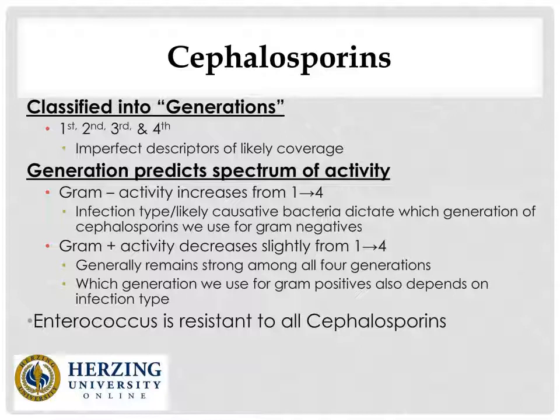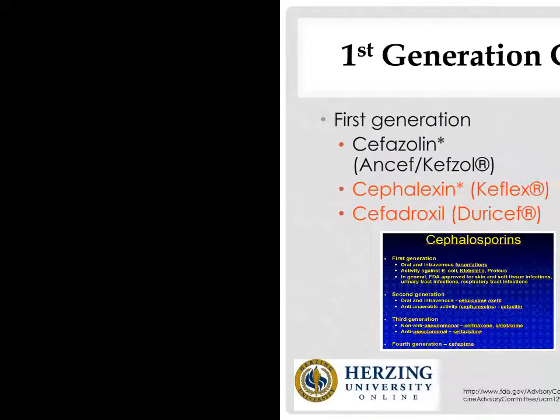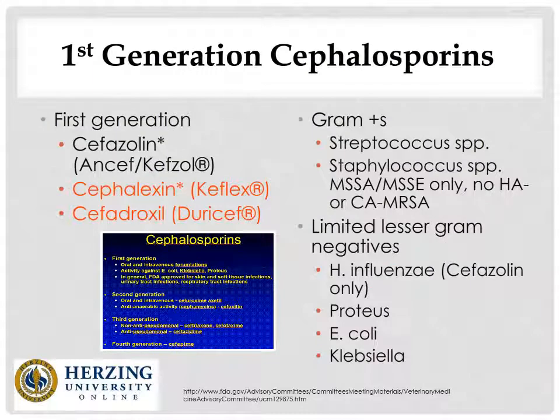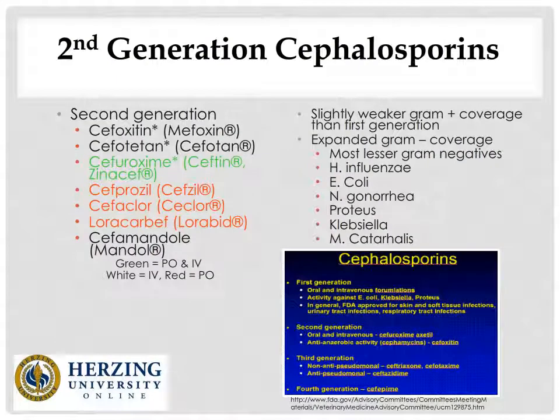As you go up in the generations, the gram-negative activity increases. The first generation cephalosporins include cefazolin, cephalexin, and cefadroxil. They basically cover the gram-positive streptococcus, staphylococcus infections, MSSE and MSSA, and they are very limited in their gram-negative activity, almost no gram-negative activity at all.